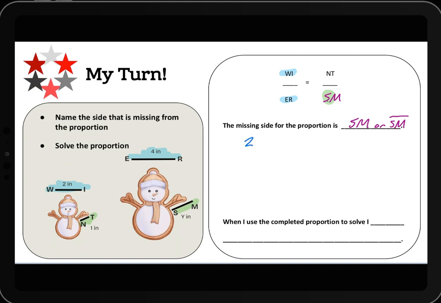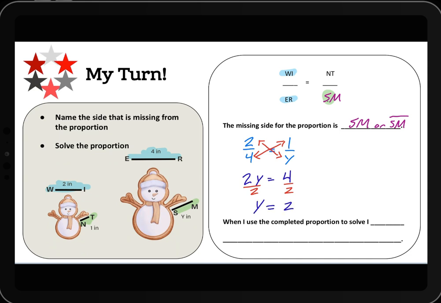WI was 2. We have that ER was 4, so 2 over 4. That's going to equal 1 over our variable y. Again, we're going to cross multiply using the cross multiplication technique. So we end up with 2y, and this is going to equal 4. And we're going to divide both sides by 2, and we end up with y is equal to 2.